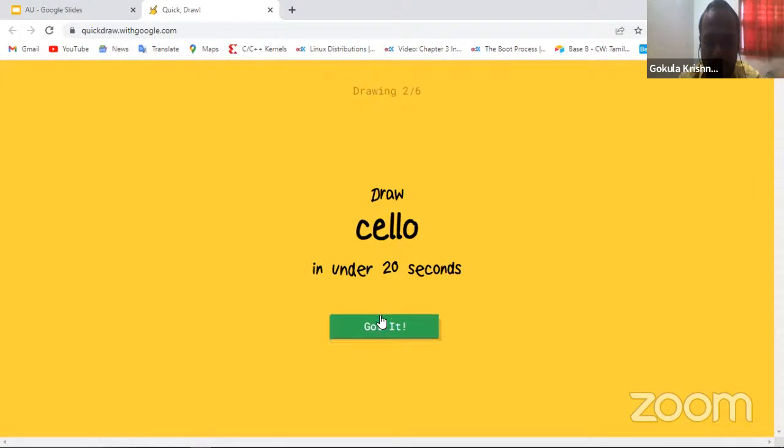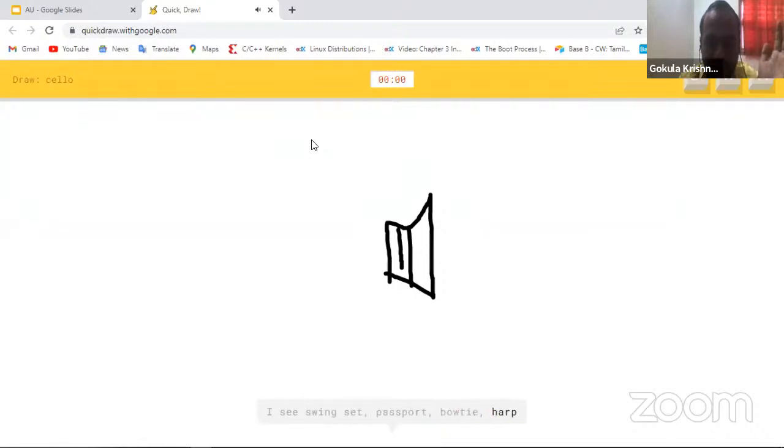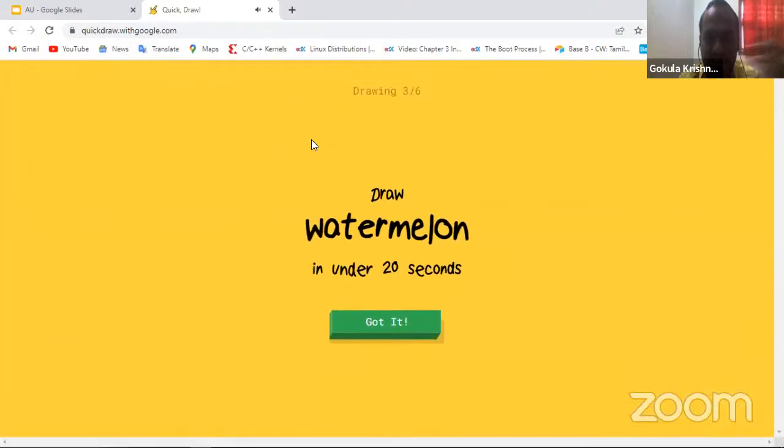Now I have to draw cello. I don't know what a cello is. Cello is some kind of instrument, but I don't know how to draw it. I guess it's this one. No, this is not cello. Okay. Again, I guess cello is some kind of violin, something that resembles a violin.